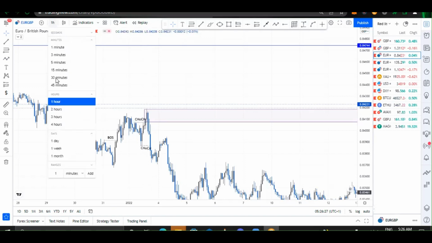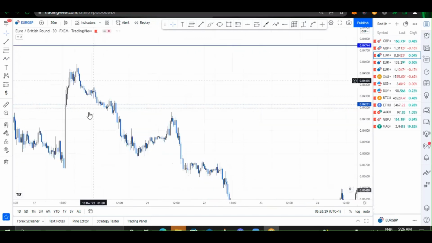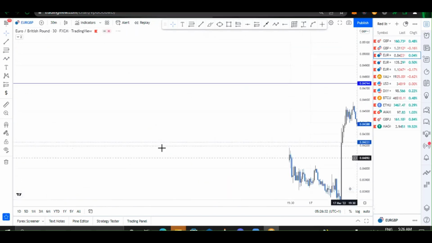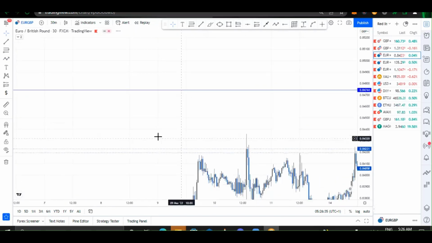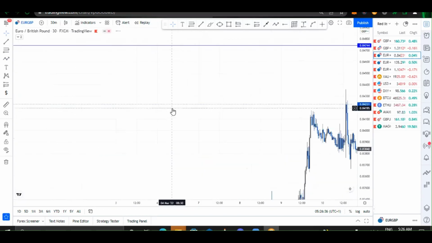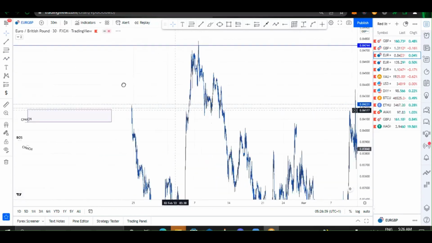So let us go to the 30 minutes time frame and see if our order block is still very much valid on the 30 minutes time frame. Hopefully we don't get ratted out again. Okay.